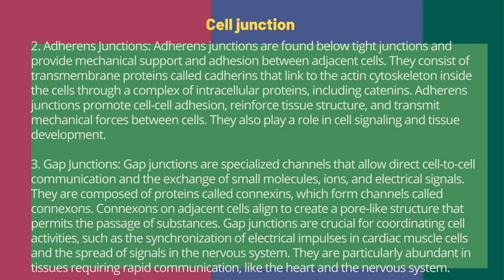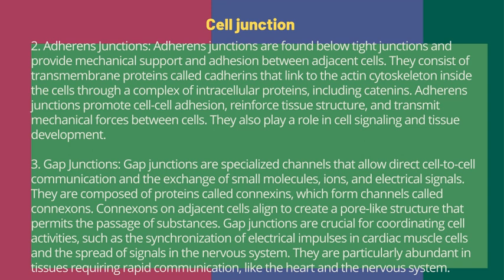Second, adherens junctions. Adherens junctions are found below tight junctions and provide mechanical support and adhesion between adjacent cells. They consist of transmembrane proteins called cadherins that link to the actin cytoskeleton inside the cells through a complex of intracellular proteins, including catenins. Adherens junctions promote cell-cell adhesion, reinforce tissue structure, and transmit mechanical forces between cells. They also play a role in cell signaling and tissue development.